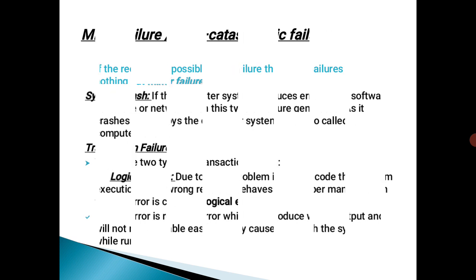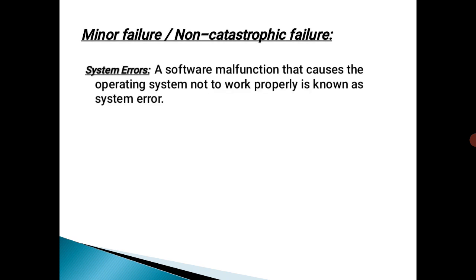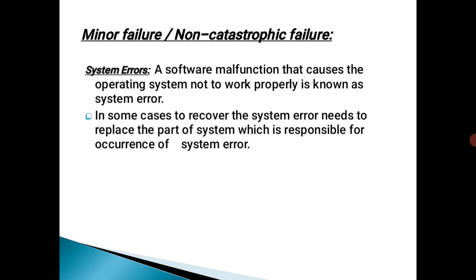System error. A software malfunction that causes the operating system not to work properly is known as system error. In some cases, to recover from the system error, we need to replace the part of the system which is responsible for the occurrence of the system error. Failure due to concurrency control: the concurrency control method may decide to abort the transaction.